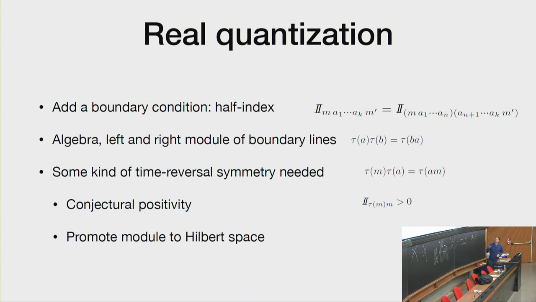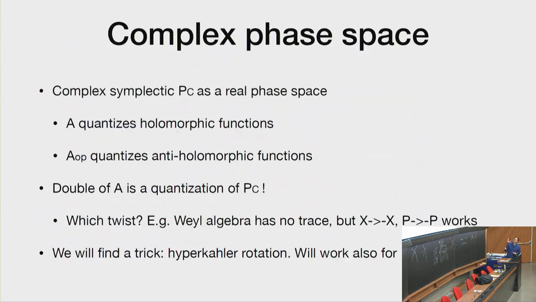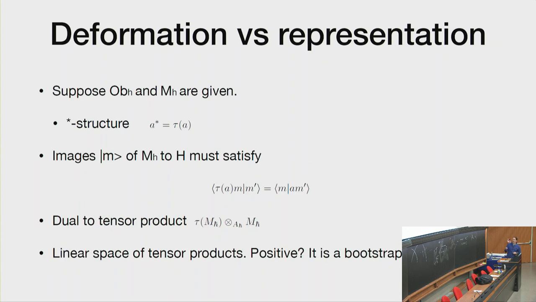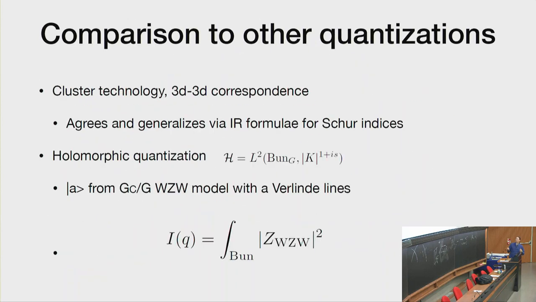And so the boundary lines form a module for the bulk lines, and this half index behaves as a tensor product of two modules. Now we need to assume that the boundary condition admits a time reversal symmetry of some sort. I call it tau, which gives you an anti-automorphism of the algebra and maps a left module to a right module. And then I find myself exactly in the same situation as discussed at the very beginning, where I have a module M and a tau, and a tensor product of tau M with M over A, and I need to find a positive definite linear function on this tensor product.